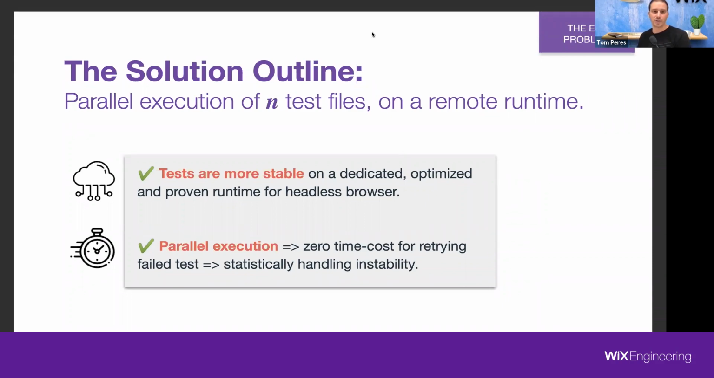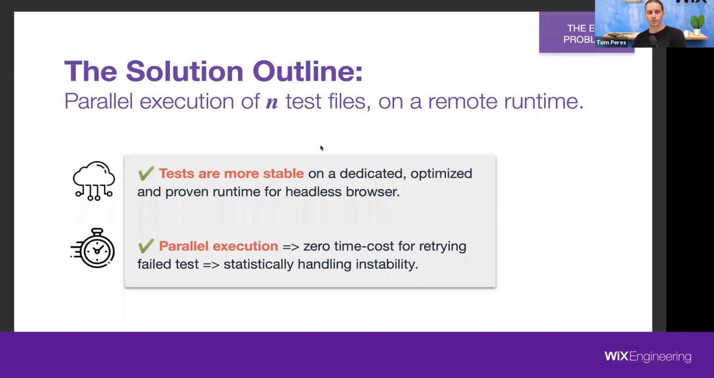The irony is that the POC was done a few months before we ran into this problem and we started to think of it. POC in weeks, and we took it and we looked into it a little bit, and we basically realized that this solution is good enough for us. And the solution, I can sum it up in a single sentence, which is parallel execution of an infinite number of tests, right? The N stands for an unknown or infinite, as far as I care, number of test files on a remote runtime. So this is the outline for the entire solution.